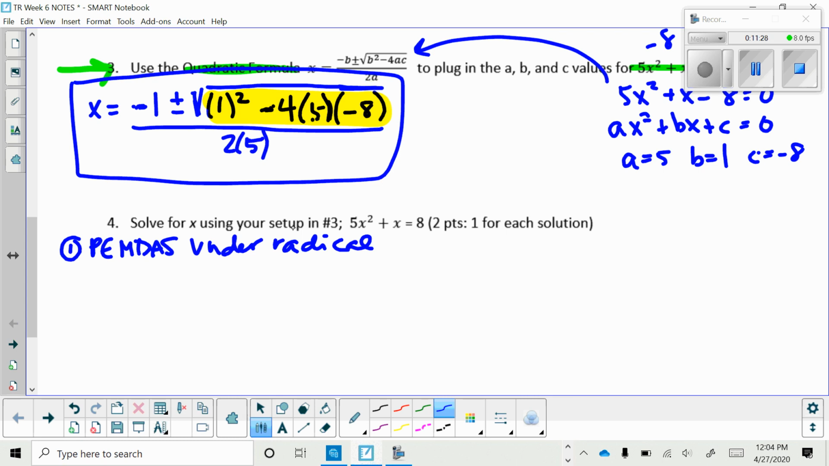E stands for exponents. Find the exponent under the radical. It's the 1 squared, right? Okay, so I'm going to write that down. 1 squared means 1 times 1, which is just 1. And then the next step is multiplying. There's definitely multiplying. There's the negative 4 times 5 times negative 8 right here. And we're just going to do that left to right.